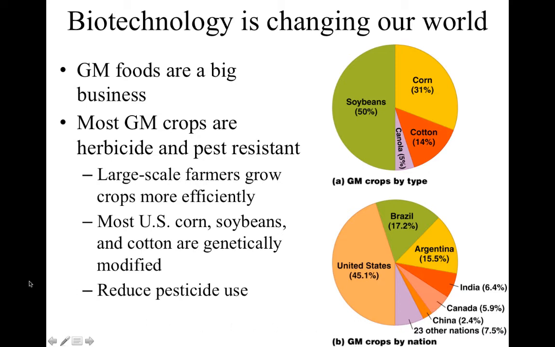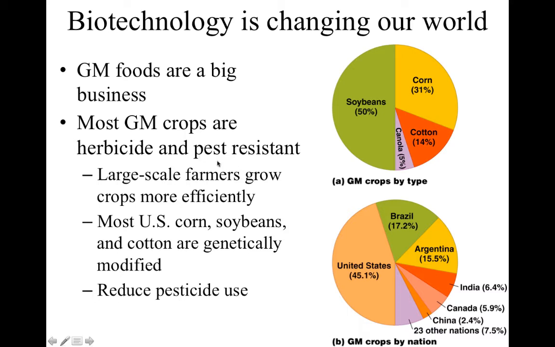Biotechnology is changing our world. So GM foods, again, are part of big business, and most GM crops that are grown are herbicide and pest resistant. To be clear, they're actually herbicide resistant, so that if you have a field with a lot of weeds, you could spray chemicals that kill the weeds, but most of those chemicals would also kill your crops. Something like Roundup kills the grass that grows between the cracks at your house, but it would also kill your rose bush if you sprayed it on that. Through genetic modification, they can make crops that are resistant to the herbicide, so you can spray the herbicide and it will kill the weeds, but not your crops.